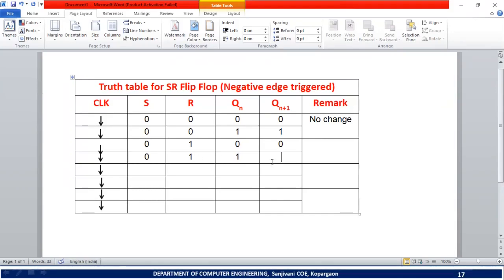So here R is 1, so the next state of the SR flip-flop is going to be 0. This particular case is called reset. Then consider the next possibility. Suppose now S is 1 and R is 0, and what is the present state? Suppose 0. What this row says is that we have applied input to the SR flip-flop in such a way that S is 1 and R is 0.